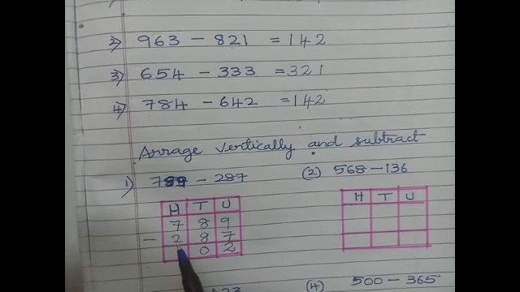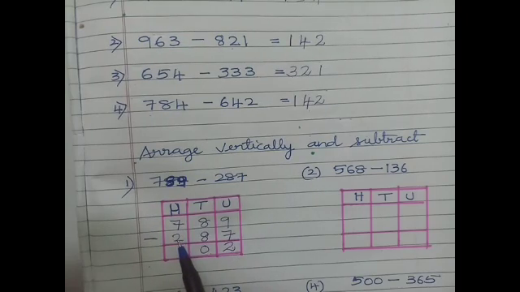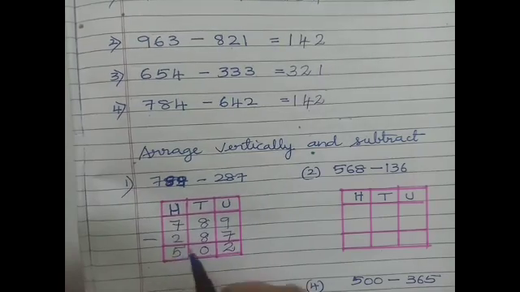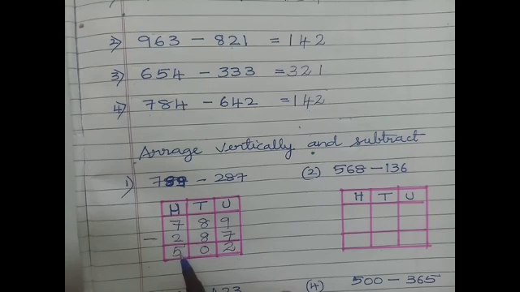Next, 7 minus 2. So how much do you have to add to 2 to get 7? After 2, 3, 4, 5, 6, 7, you are adding 5. So 7 minus 2 is 5.